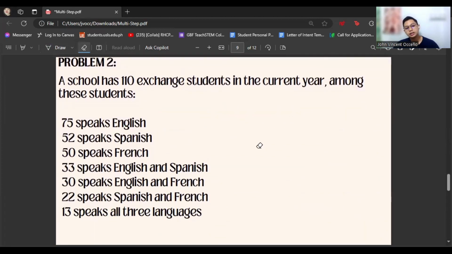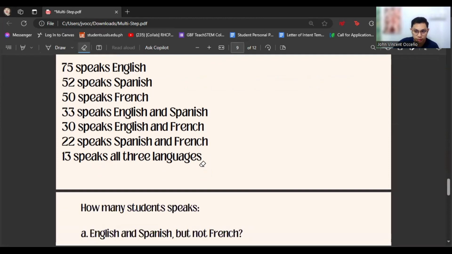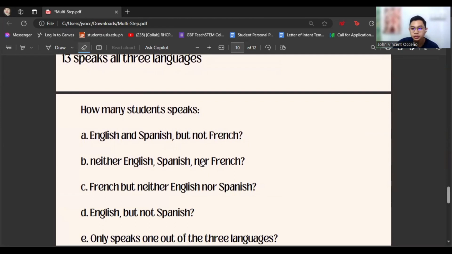Now, the next word problem. A school has 110 exchange students in the current year. Among the students, 75 speak English, 52 speak Spanish, 50 speak French, 33 speak English and Spanish, 30 speak English and French, 22 speak Spanish and French, and 13 speak all three languages. This is quite similar, but there are different ways now to solve them. Let us show it. So here are the questions.